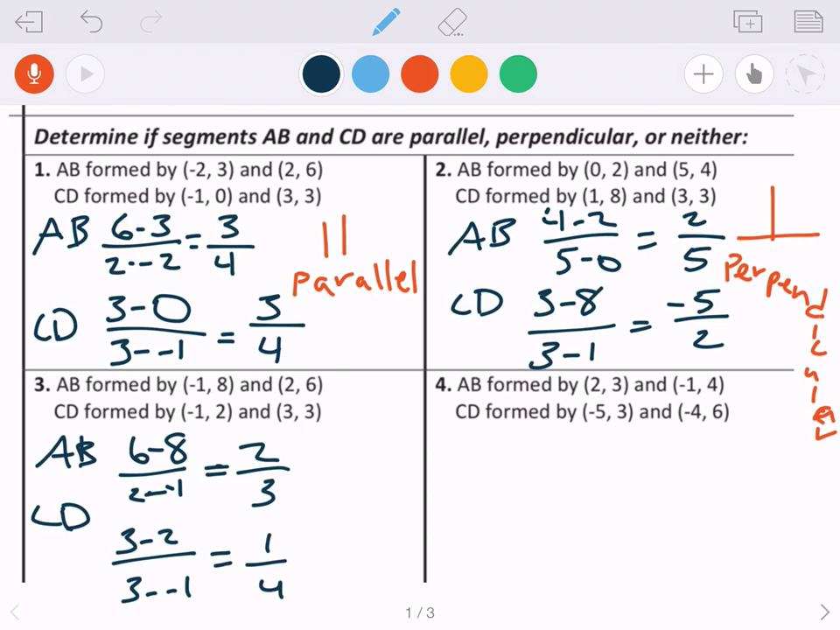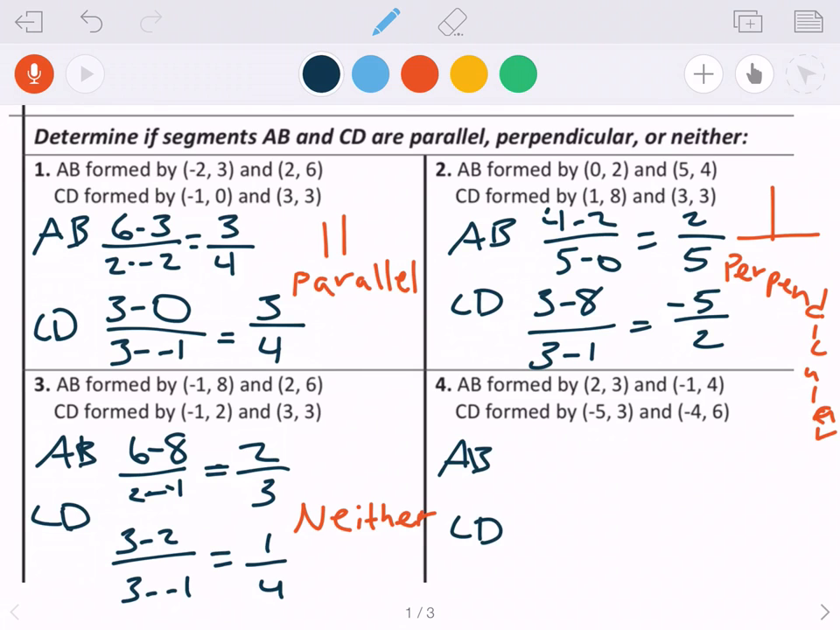Now, obviously, those are not the same. They are also not negative reciprocals. So these lines are actually going to be neither. If you think about it, not every line has to be parallel or perpendicular. There are obviously lines that are neither. So this is an example of that. Let's do one more like this, number 4.